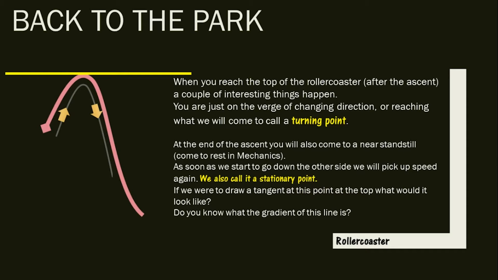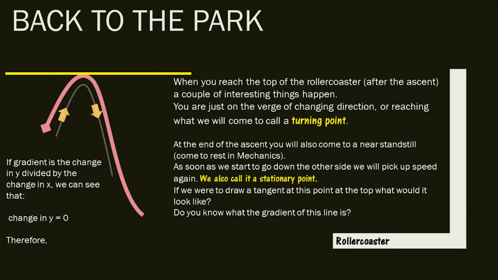Well, if you go back to your GCSE idea, gradient is the change in y divided by the change in x, or the y's over the x's, or y2 minus y1 over x2 minus x1, we can see that the change in going up or down is 0. Therefore, 0 divided by anything gives us 0. So the gradient of that line is 0. Another reason we call it a stationary point is because the gradient is 0, something equals 0, stationary.